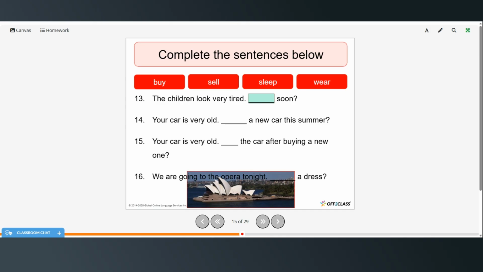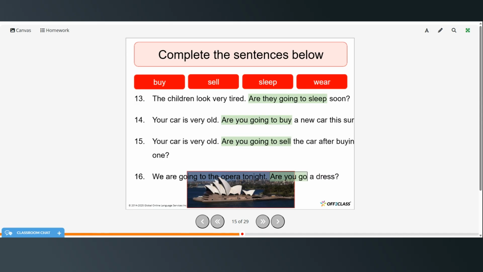So the children look very tired. Are they going to sleep soon? Your car is very old. Are you going to buy a new car this summer? Your car is very old. Are you going to sell the car after buying a new one? And we are going to the opera tonight. Are you going to wear a dress?